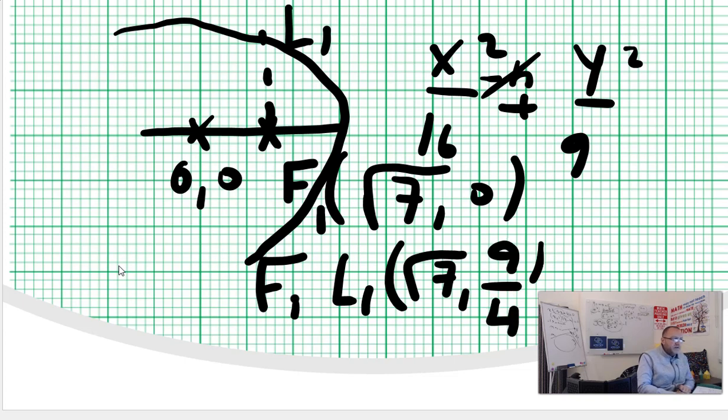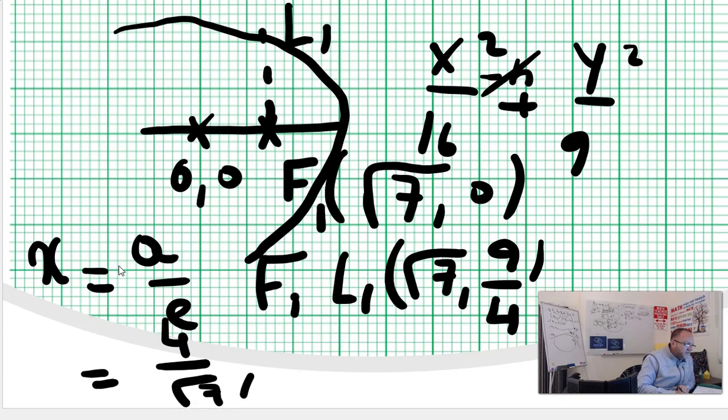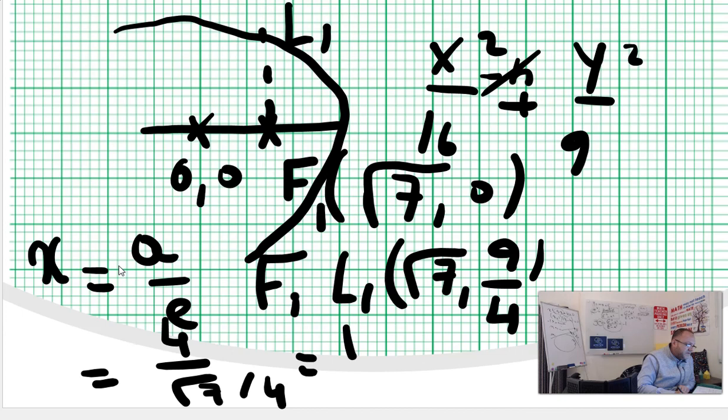That's it. Again, then my directrix, that's the number 4 that you need to memorize, is a divided by e. What's a? A is 4, and e is square root of 7 divided by 4. So that's 16 divided by square root of 7.